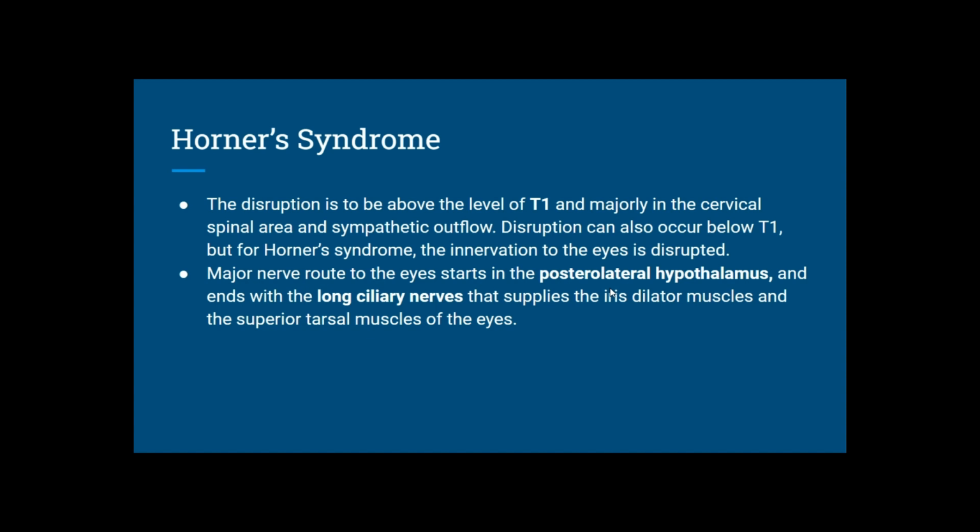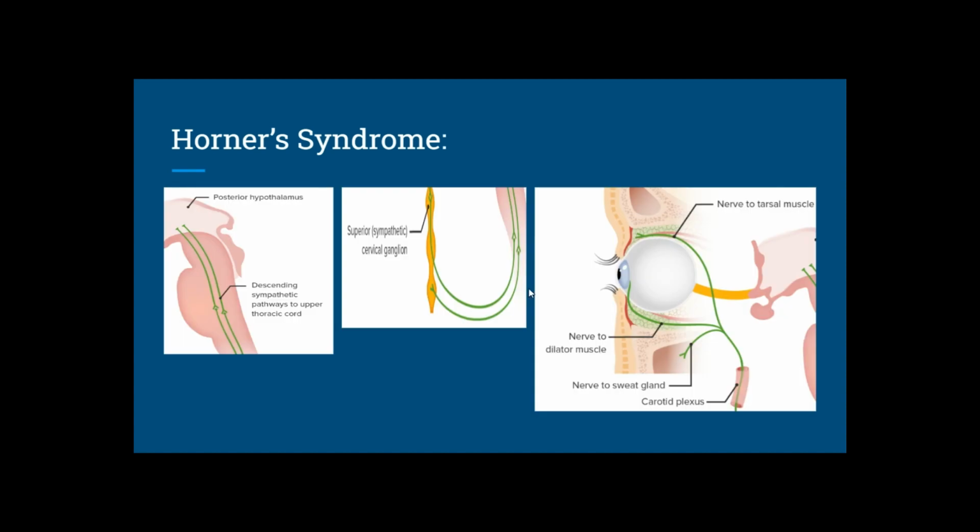So the major nerve route to the eyes, we're going to have to look into that first. It actually starts in the posterior lateral hypothalamus and ends with the long ciliary nerve that supplies the iris dilator muscles and the superior tarsal muscles of the eyes. So in this diagram, let's start from the left side. Over here, there is the posterior lateral hypothalamus. You see these nerves going down. These are the descending sympathetic pathways to the upper thoracic cord. You see these coming down, making synapse.